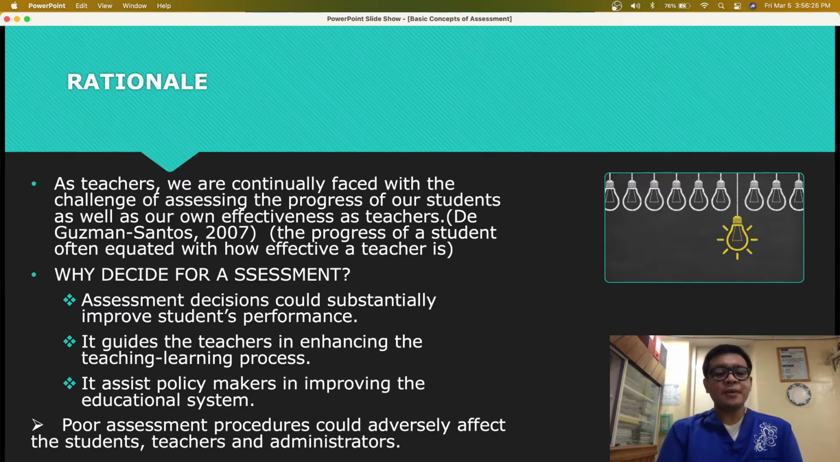So poor assessment procedures could adversely affect the students, teachers, and administrators, which is correct, because if you have a poor assessment of your students, that would somehow lead to poor performance with regards to what they are showing in school.